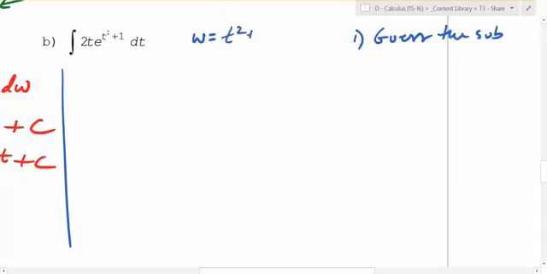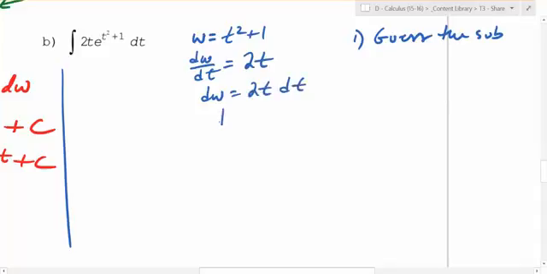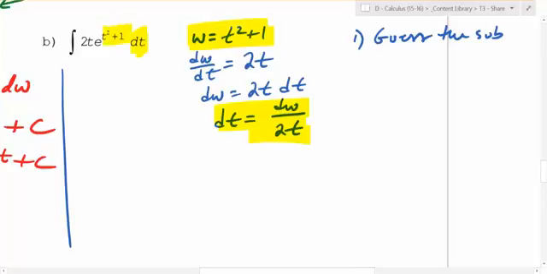T squared plus 1. So Caleb, what is dw dt equal to? Take the derivative. What do you get? Yes. So what does dw equal? 2t dt. So what does dt equal? dw over what? 2t. So you have two things you're going to substitute here. See those two things? Where are they going? There and there. What do you end up with? 2t e to the w times dw over 2t.